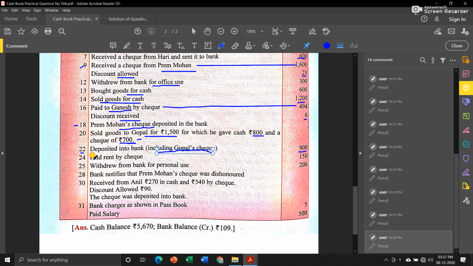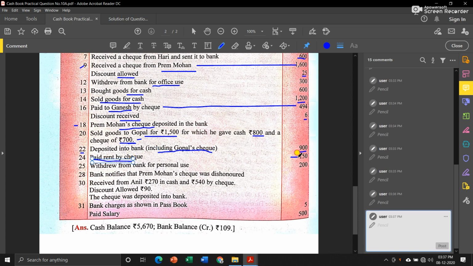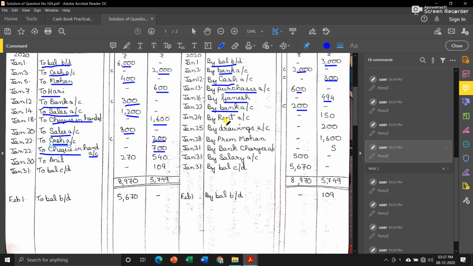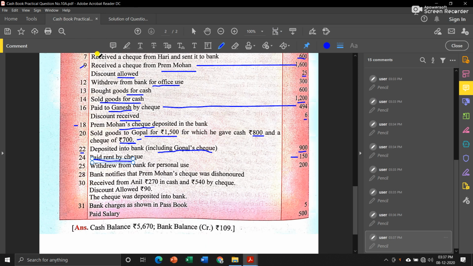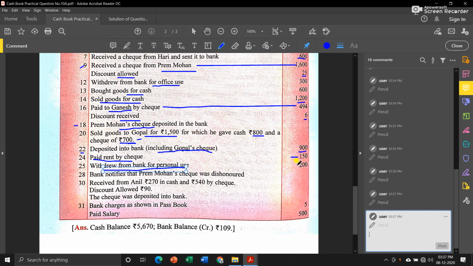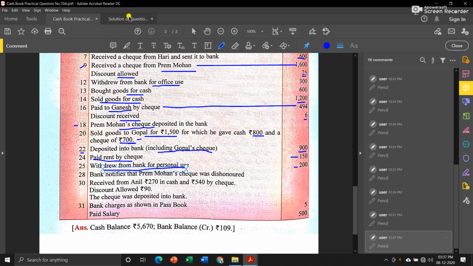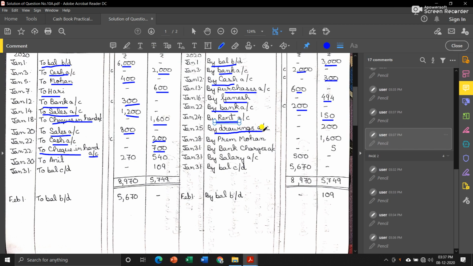Then next on day 24, paid rent by check rupees 150. So on credit side we will write by rent account, in bank column we will write 150. Then next on day 25, withdrew from bank for personal use rupees 200. Since this is for personal use, it will be written as by drawings account, and in bank column 200.